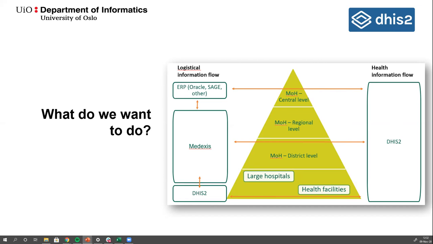Then that data is pushed into Medexus, and Medexus is serving it at larger hospitals, district level, regional level, and also global, national level, to perform the higher functions of a supply chain information system. Those are warehouse management, routing and fleet management, developing pick lists and commodity catalogs. These are things that DHIS2 is not so good at.